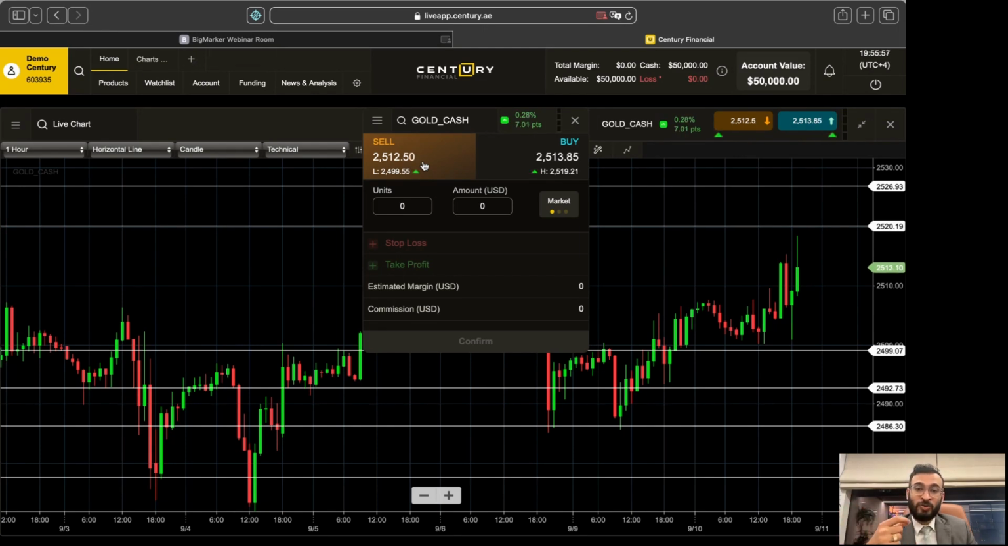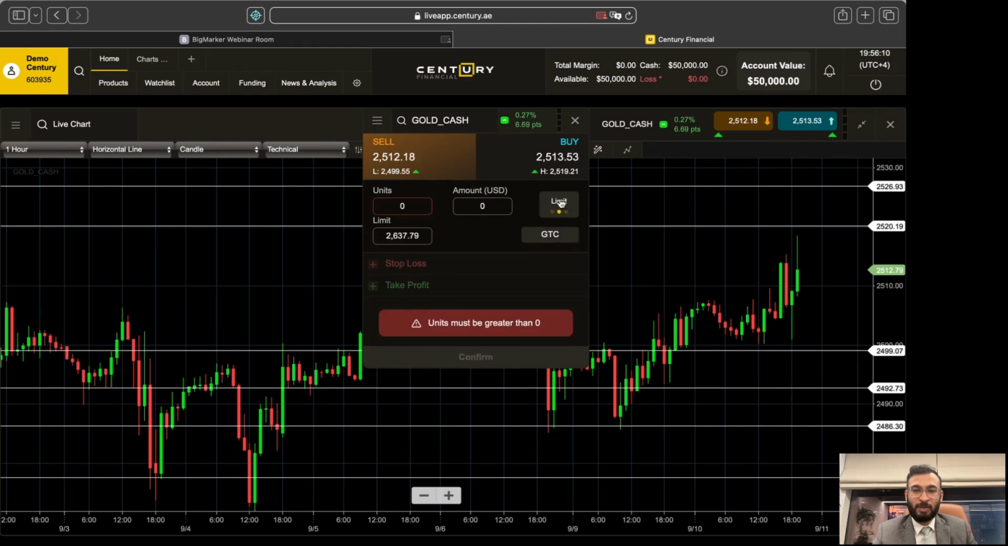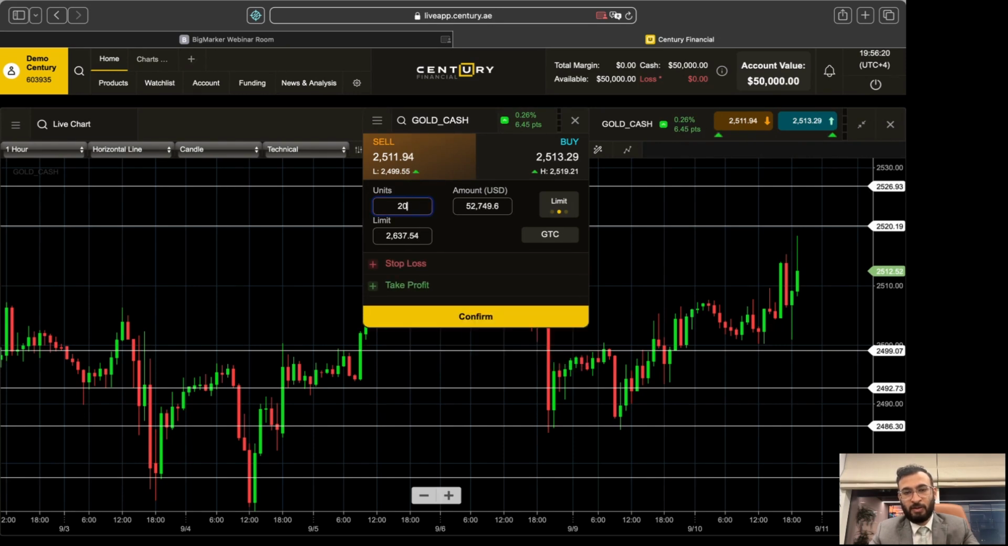I, on the other hand, would suggest the traders who are beginning their journey always select limit orders for the day. So instead of entering into the market right now, click on this limit and let's say you put 10 units. Let's not take too much leverage. 10 ounces will be gold worth $26,000. I have 50,000 in my account. So 10 ounces, select sell, but you keep the price.